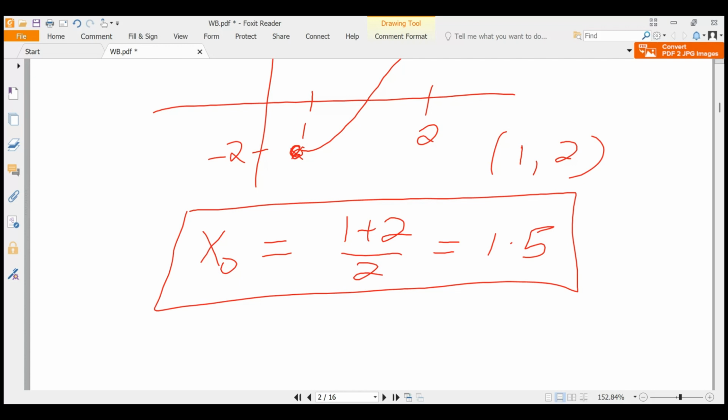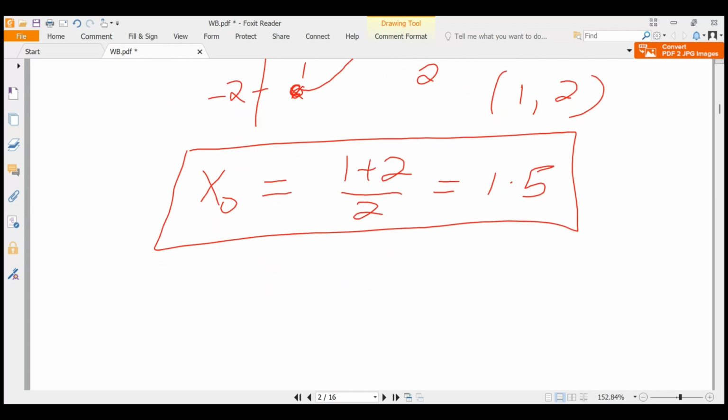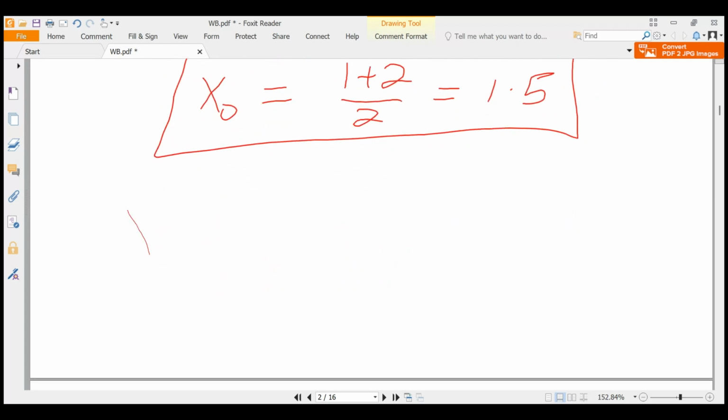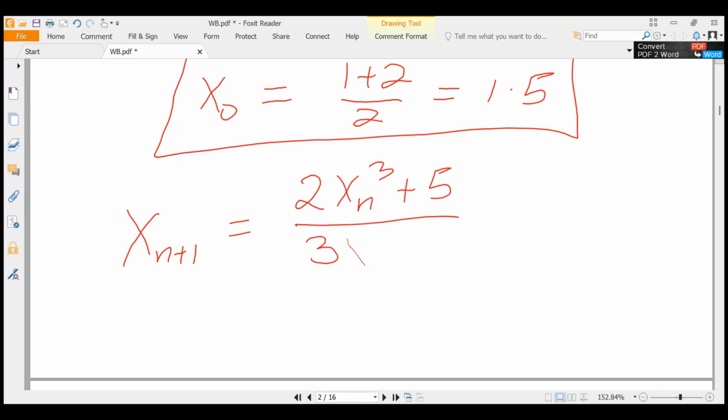We have already derived the formula. That is, x n plus 1 is equal to 2 x n cubed plus 5 divided by 3 x n squared plus 2. This is the formula for solving this particular equation.